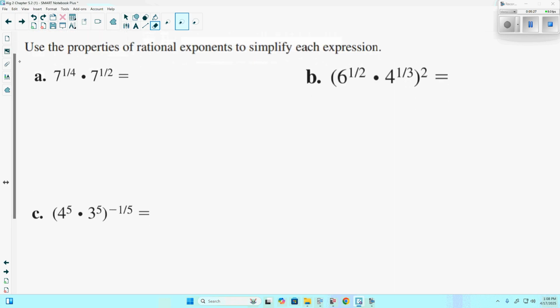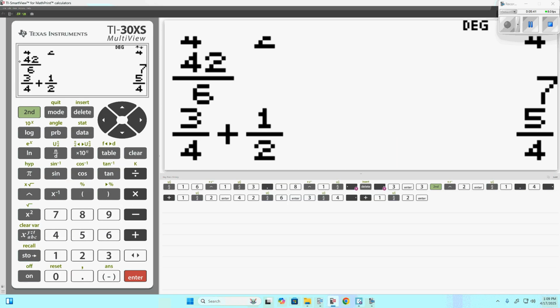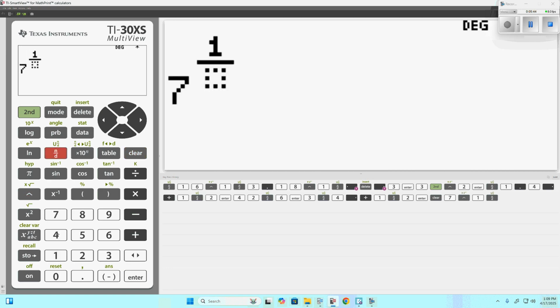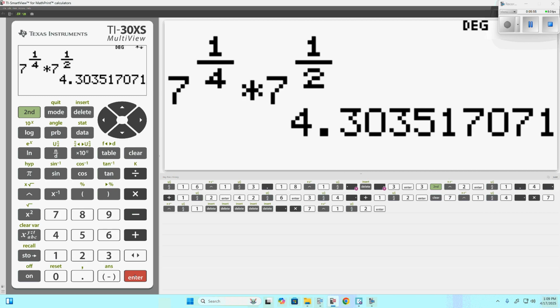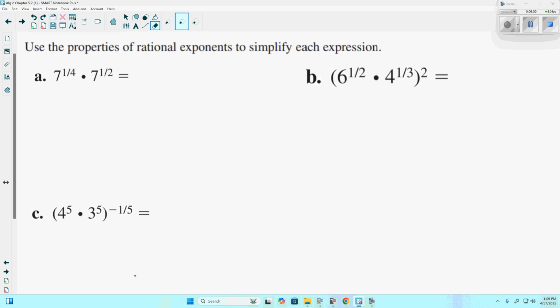So what we're doing today is simplifying these expressions using our properties of powers. The first one we have is 7 to the 1/4 times 7 to the 1/2. We can try plugging 7 to the 1/4 times 7 to the 1/2 into the calculator, and we get this ugly decimal, and that's not going to be the answer that we want. We want to simplify it.